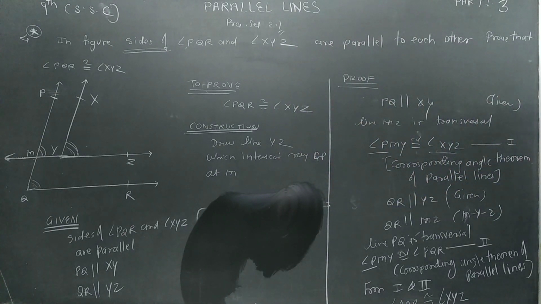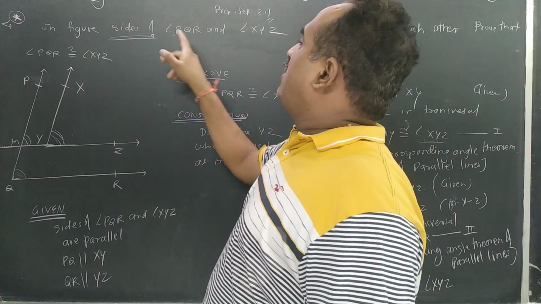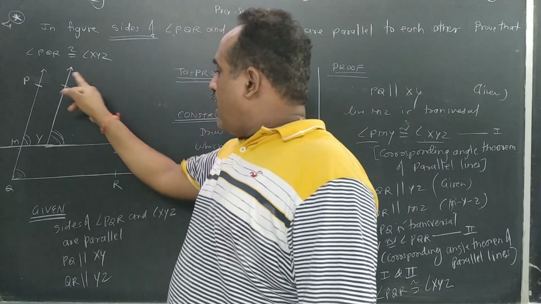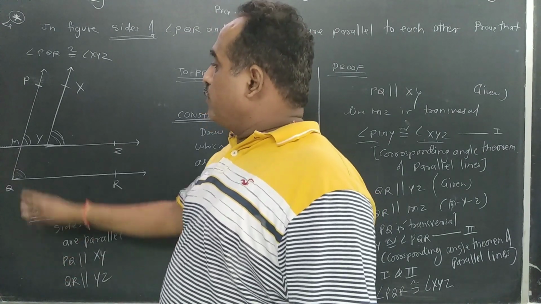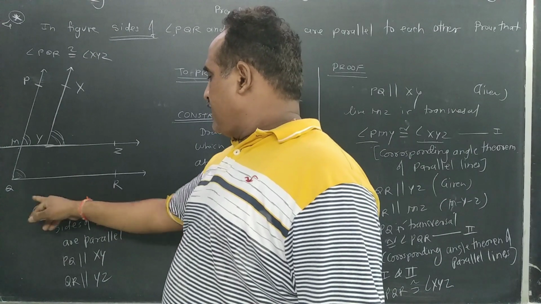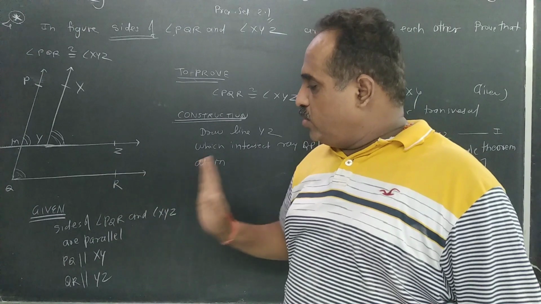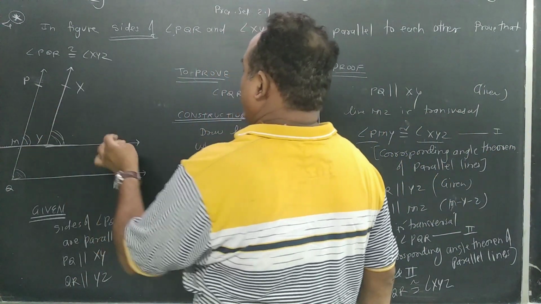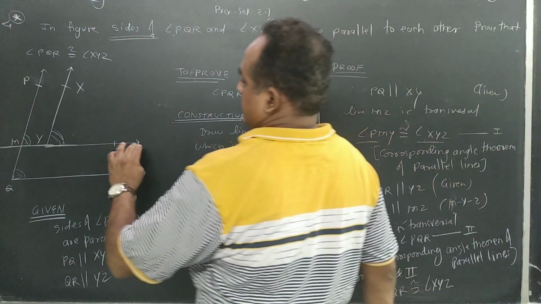Okay. Once again, I'll repeat it. See once again what I did. They have given that the sides of angle PQR and XYZ are parallel. Sides are parallel, but you should know which sides are parallel: PQ is parallel to XY and QR is parallel to YZ. That we have written from the figure. What they have asked you is PQR is congruent to XYZ. So what I did, I have drawn line YZ.